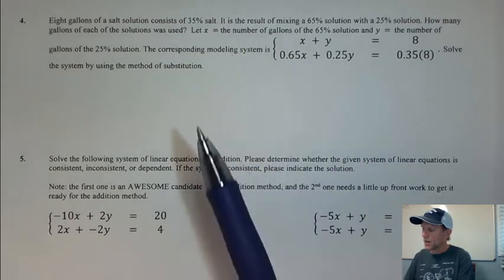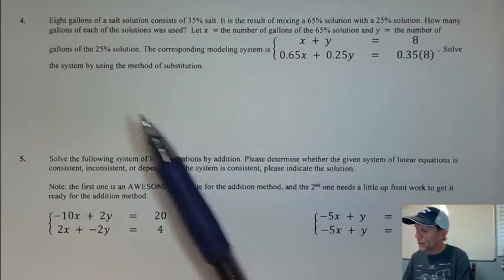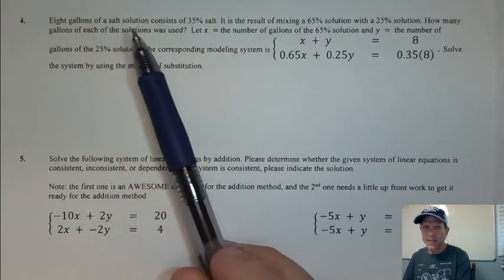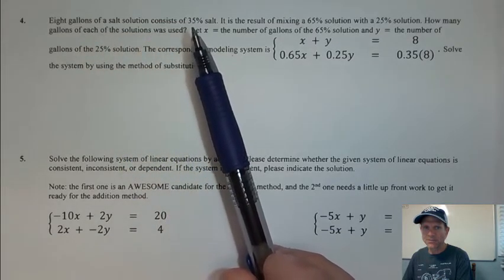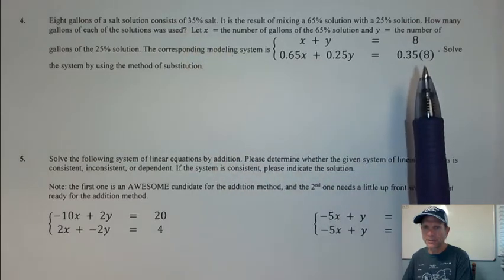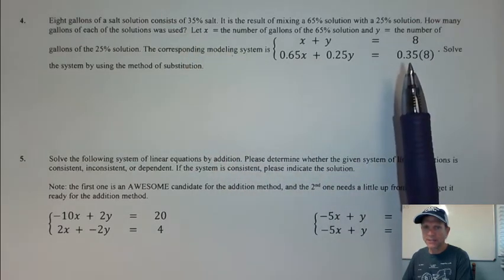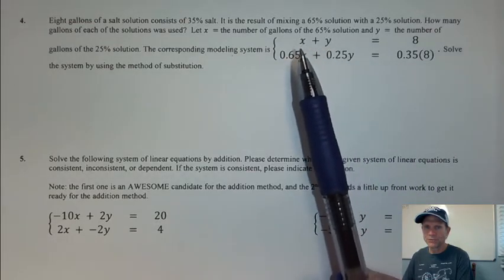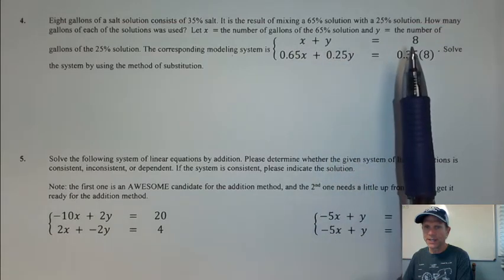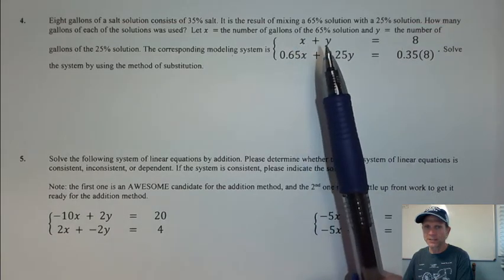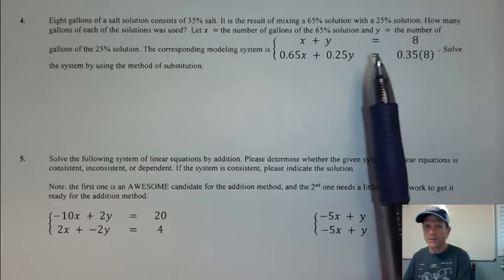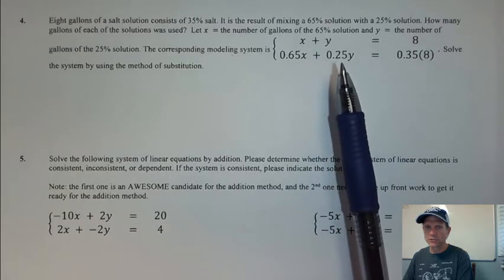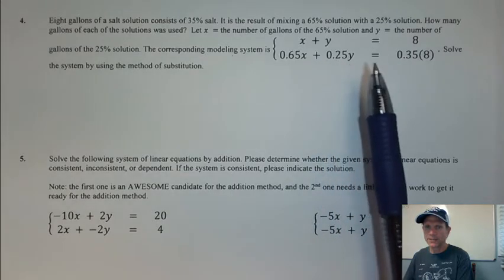And it says that we're putting two solutions together to make 8 gallons, and we want to make an 8-gallon salt solution that's 35%, and you can see that's down here, 8 gallons at 35%. Okay, and we're mixing two solutions, right? Two solutions to get 8 gallons, and so this is gallons plus gallons equals 8. And then we have one solution that is 65%, and another solution that is 25%. So get used to this setup here.